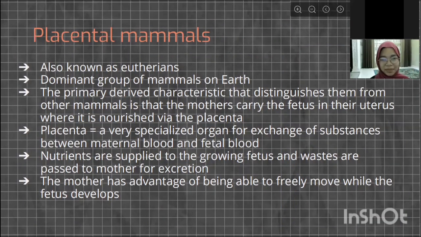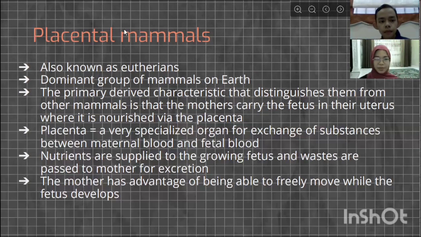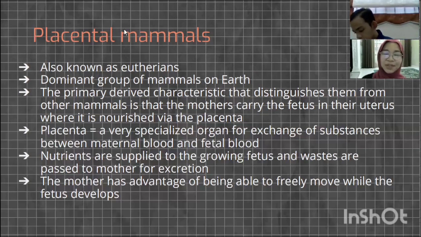So next, I will present to you about placental mammals, the third group of mammals. These placental mammals are also known as eutherians. They are the dominant group of mammals on Earth. Whenever we say that an animal is a mammal, usually it is a placental mammal, because only 6 are marsupials and 2 are monotremes.